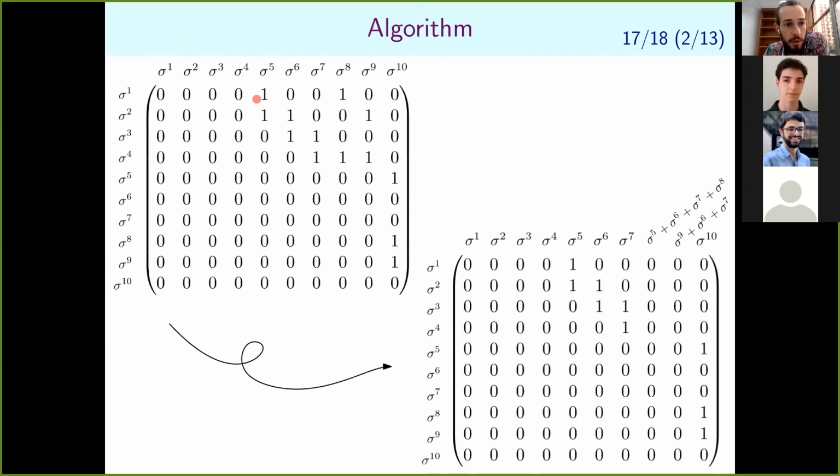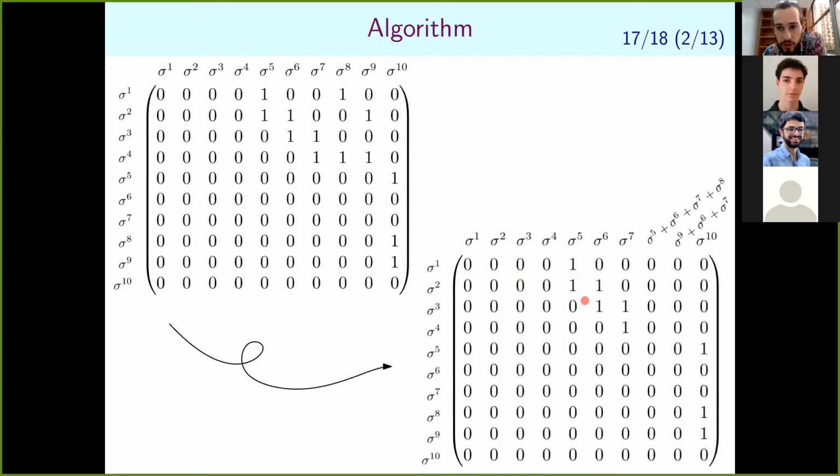For instance, sigma 5 here is an edge. Its boundary is the sum of the two endpoints, which are sigma 1 and sigma 2. Okay. Here, sigma 10 is a triangle. Its boundary is three edges. Well, I apply Gauss reduction, and I end up with a matrix where I have some interesting values.